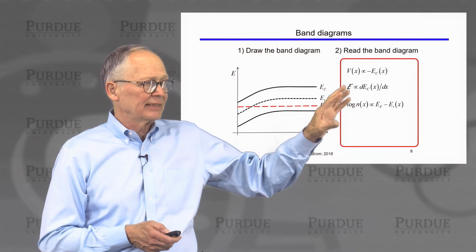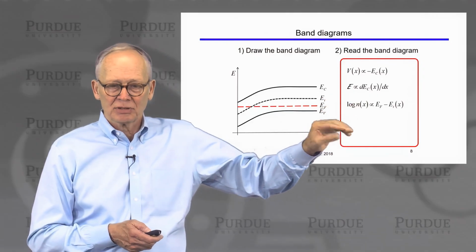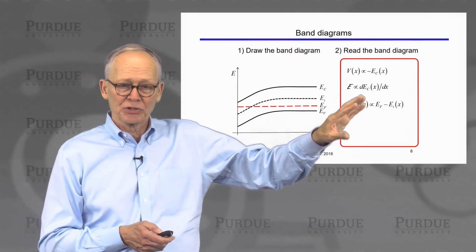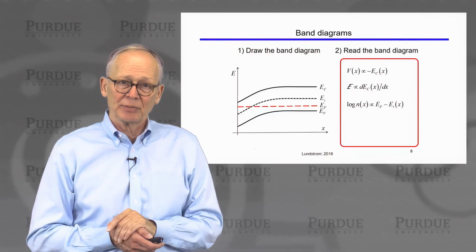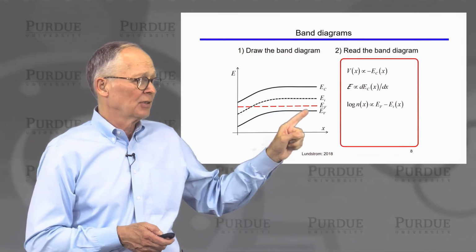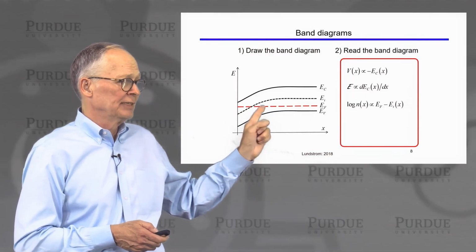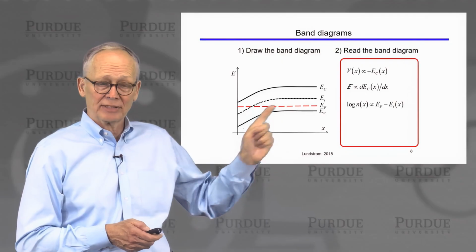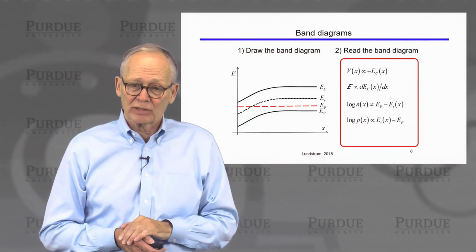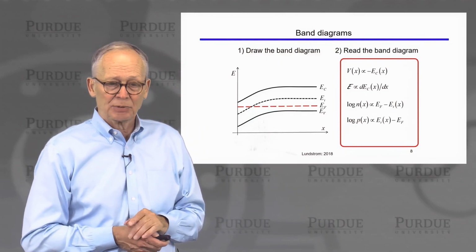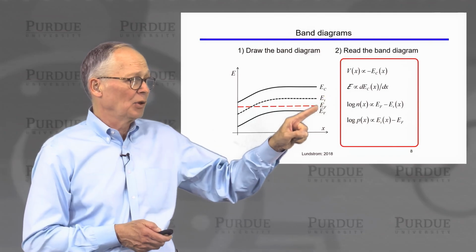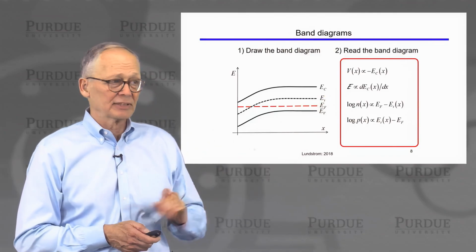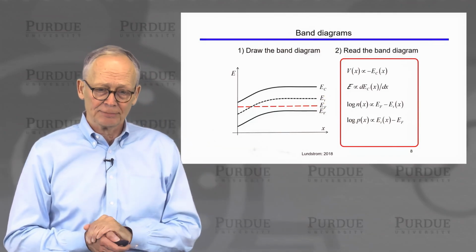The carrier density: the log of n is proportional to the separation between the Fermi level and the intrinsic level. So I can see that I have a lot of electrons here, and I don't have very many electrons here at all. The hole concentration is proportional to how far below the intrinsic level the Fermi level is. So I have a lot of holes over here.